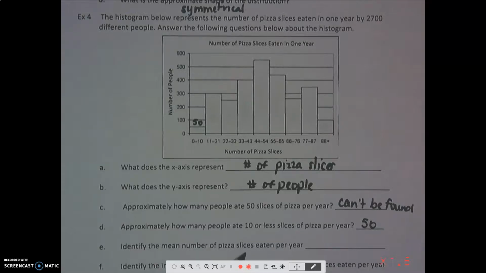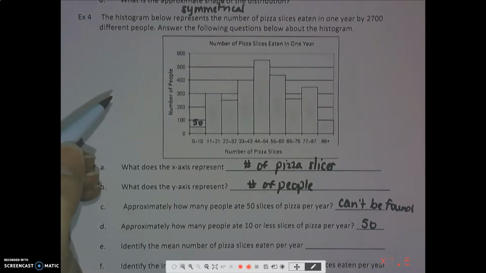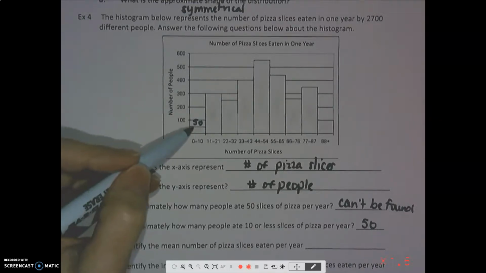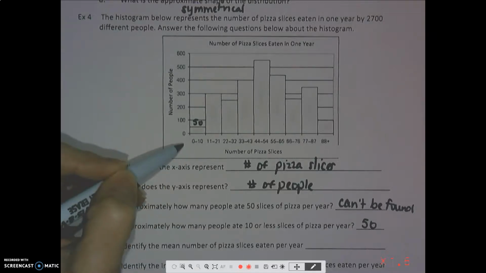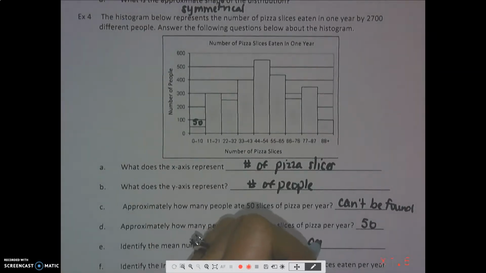Identify the mean number of pizza slices eaten each year. We can't figure that out either because we don't know how many. These 50 people, they all could have eaten 10, they all could have eaten 0, they all could have eaten some different number from each other. So this can't be found either.